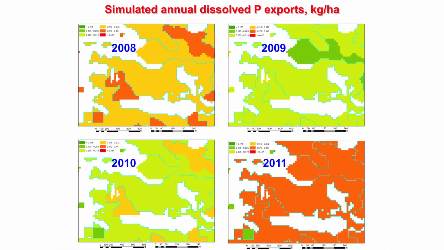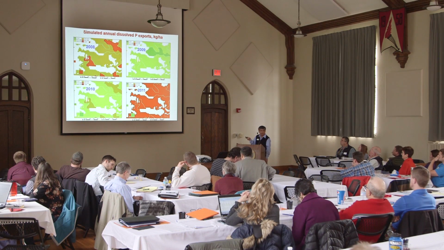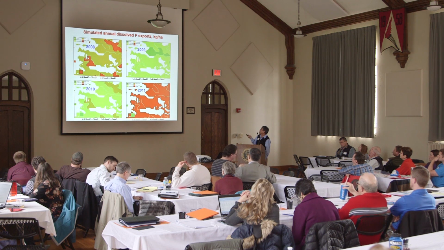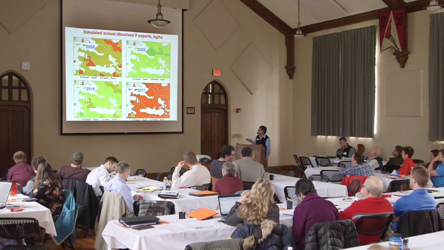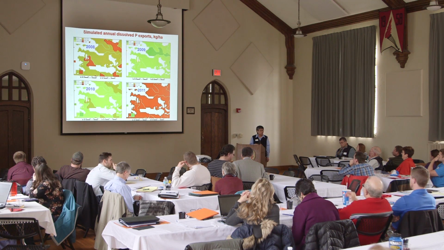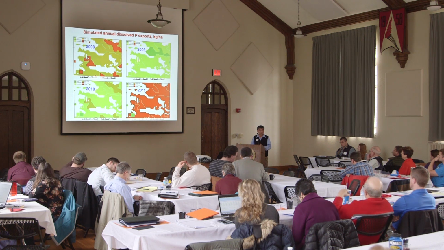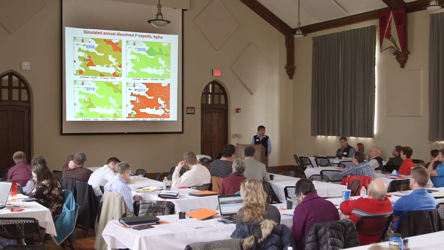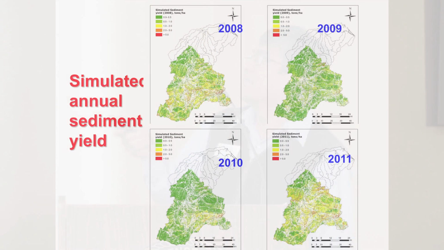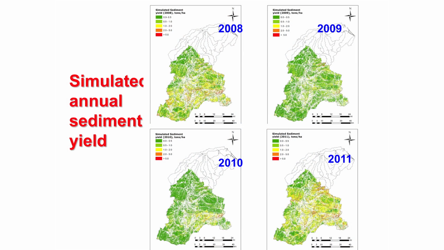So at this part, in 2008, it has less exports. In 2009, I'm sorry, this one is one of the highest exports. This one is less, went up a little bit in 2010, and went higher in 2011. So the exports from area to area, from field to field, change depending on the crop rotation, depending on your management, depending on the weather. The same thing with sediment yield.